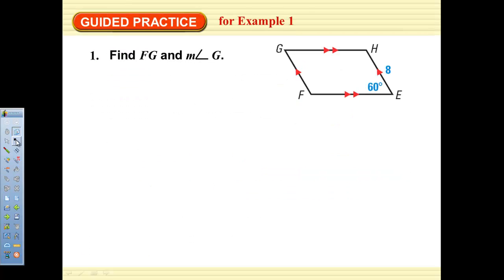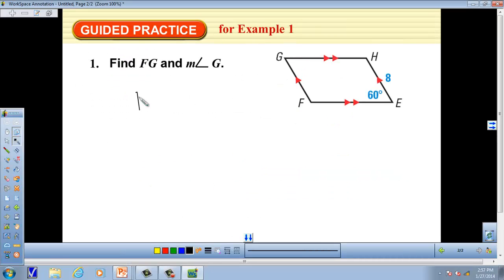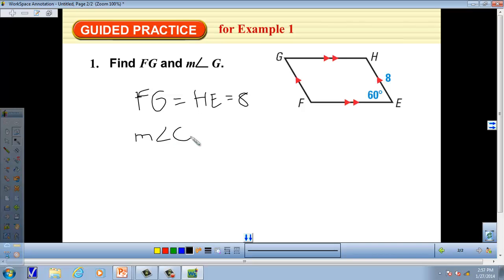And here's another one. We want to know what FG is equal to. Well, we know opposite sides are congruent, so FG is equal to HE, and both of those are 8. For the measure of angle G, we know opposite angles are congruent, so measure of angle G is equal to the measure of angle E, and that equals 60 degrees.